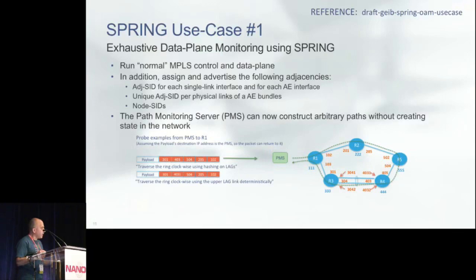And then lastly, using that concept of stack compression, if you don't care about all these specifics and if you wanted to just exercise a link, you can say things like, hey, get that packet to router 4, and then just exercise the top link in that bundle and then get it back to the path management server.